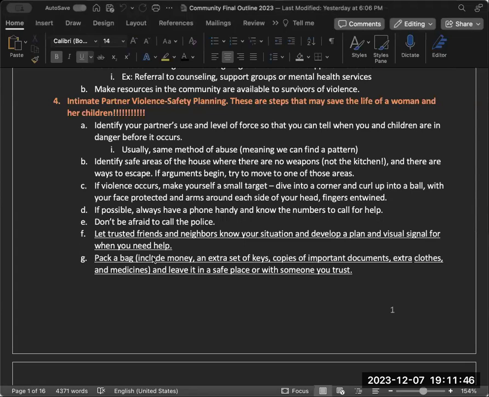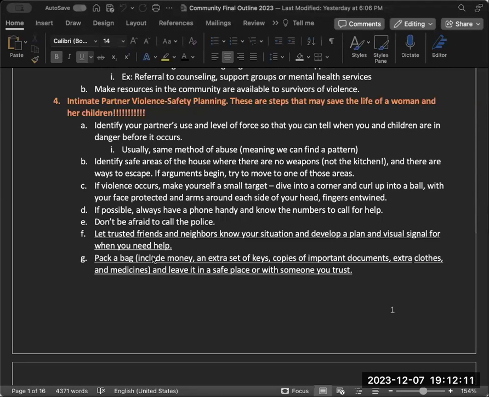So the first thing that we want to do when we're thinking about safety planning is asking them, what do they do? What sorts of violence do they implement towards you, so we could see the pattern to know what will trigger it, and we can try to keep them safe. After that, we are going to identify safe areas of the house where there are no weapons. So definitely not the kitchen. And there are ways to escape.